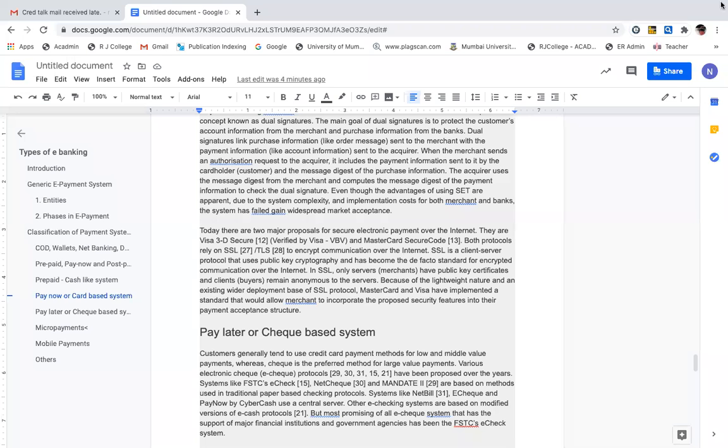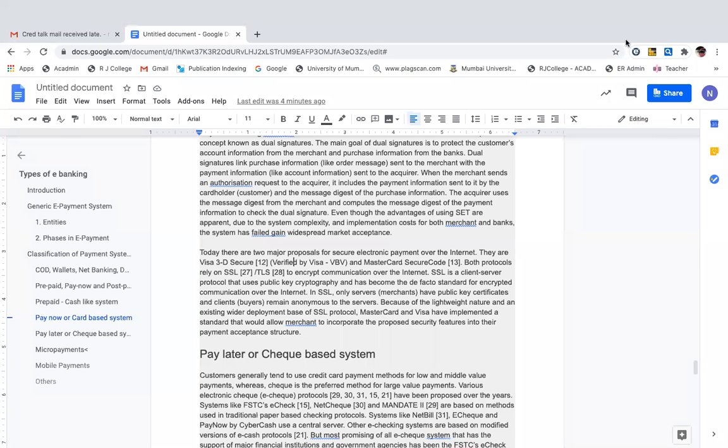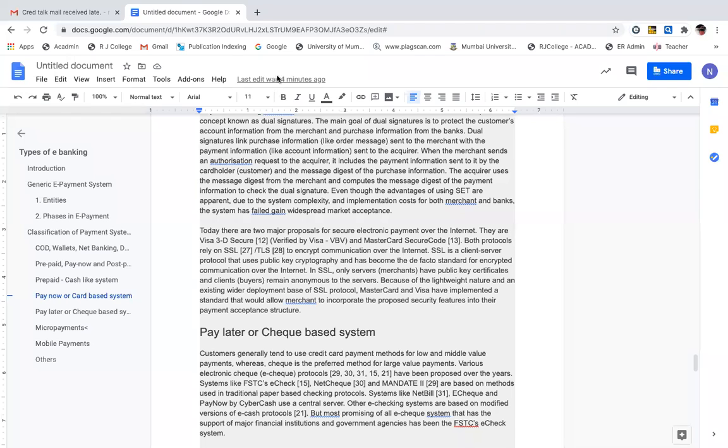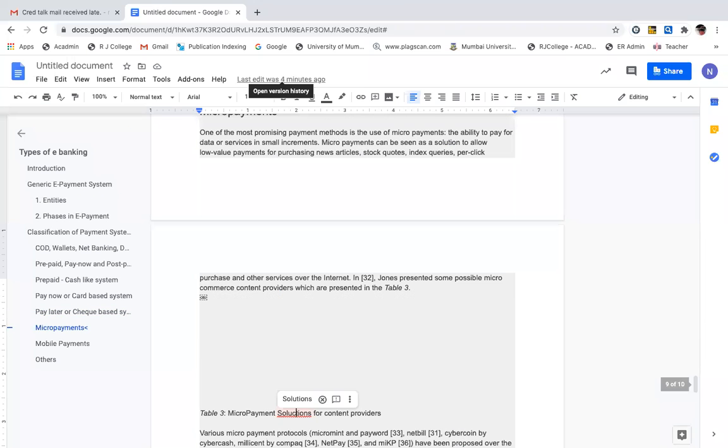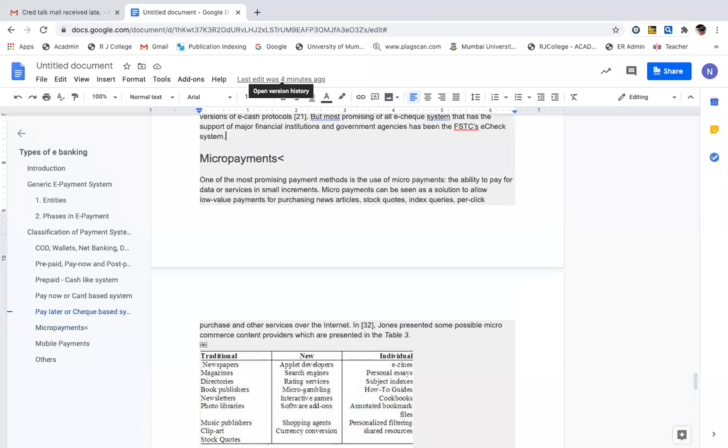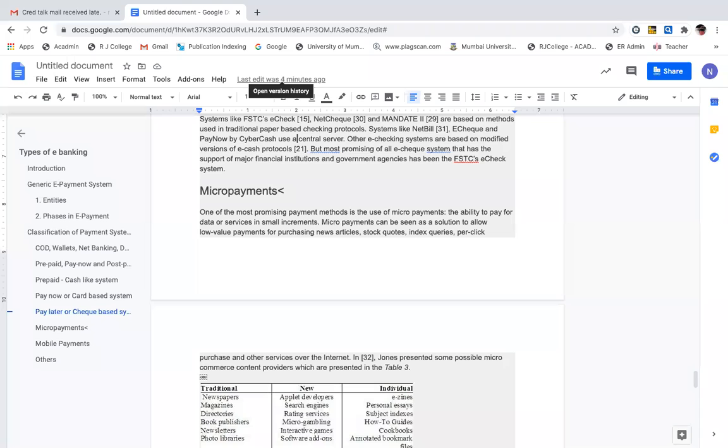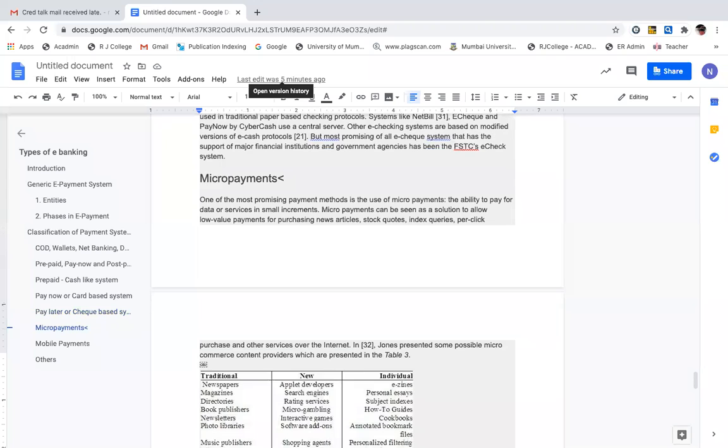So if it is going to be a credit card, I'm talking not only about online purchases, I'm also talking about purchases if you go to a shop. You use all these payment systems, right? Pay later is again a check system, wherein only when the check gets cleared, the amount is going to be debited, right? Any doubt so far? Any doubt? No, ma'am. Are you all understanding?